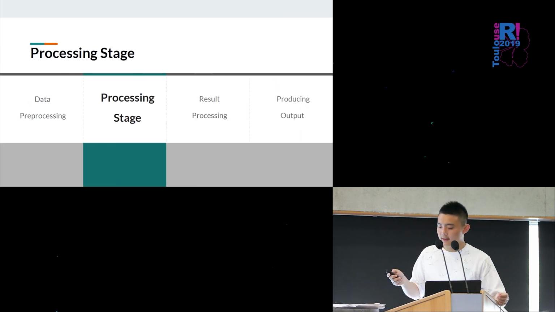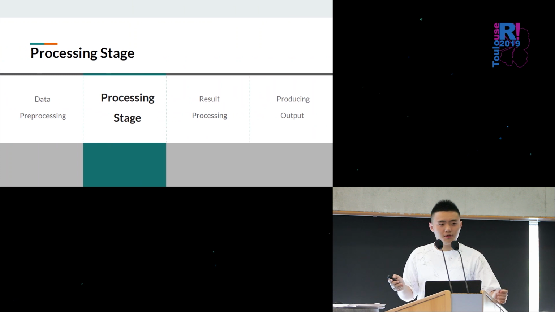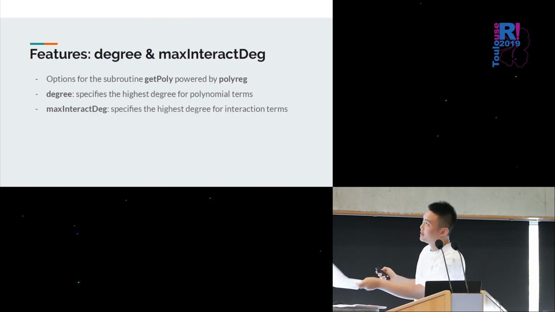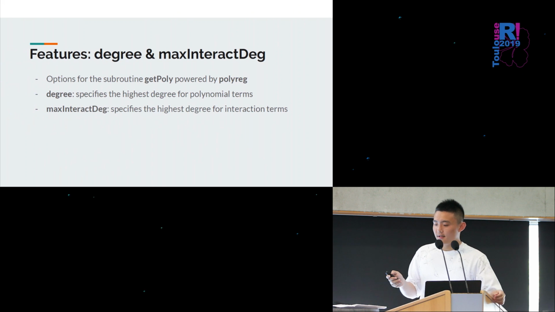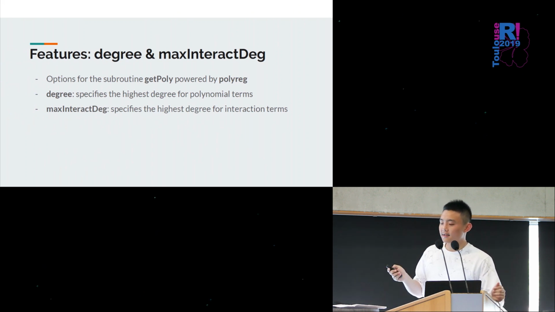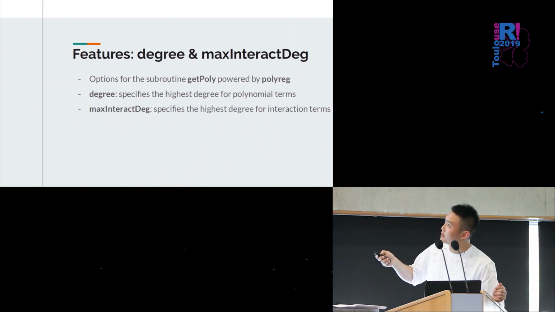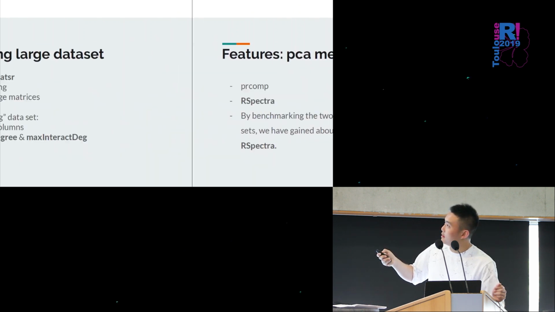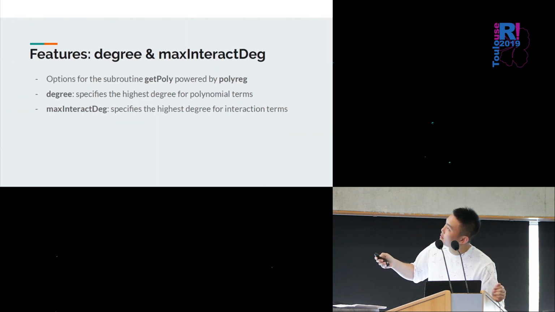After the preprocessing, we have options to specify the parameters of the polynomial expansion operation and the PCA operation. The user can specify the parameters of the underlying polynomial regression. These are the two tuning parameters: degree, which tweaks the highest degree of the generated polynomial terms, and max interaction degree, the option that specifies the highest degree of the interaction terms.